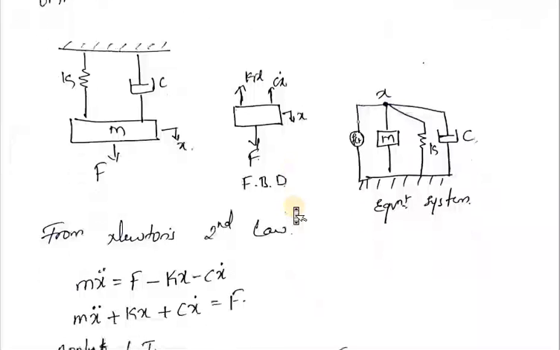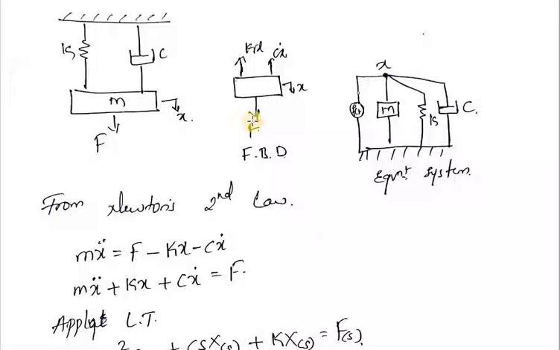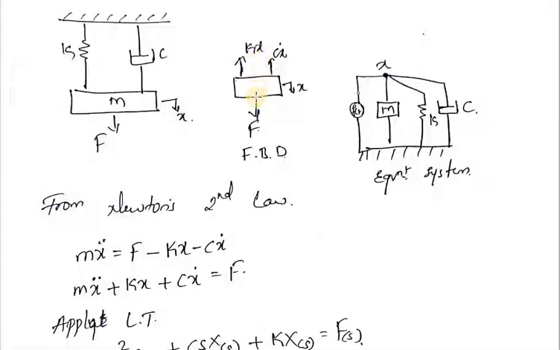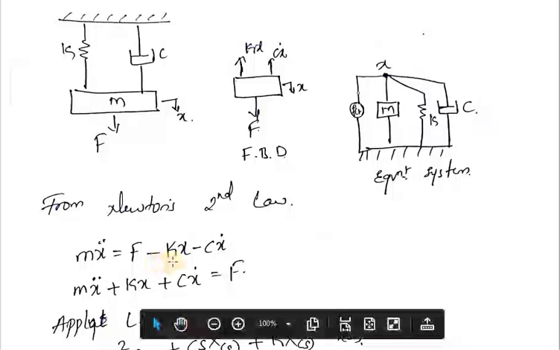Now applying Newton's second law, the acceleration force always acts in the direction of displacement. So displacement is occurring in the downward direction. So the forces which are acting in the downward direction, you have to take as positive and upward direction as negative. So here mx double dot is the acceleration force, which is equal to F. I have taken this F as positive because it is acting downward, but the acceleration force is also acting in downward direction, minus kx minus cx dot.